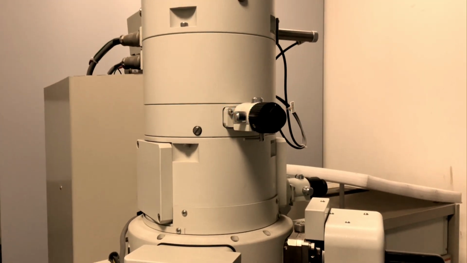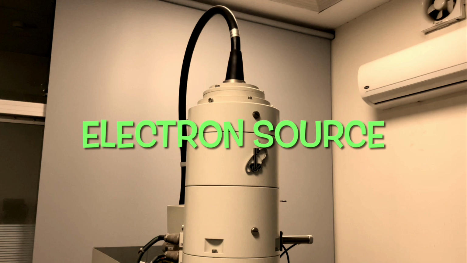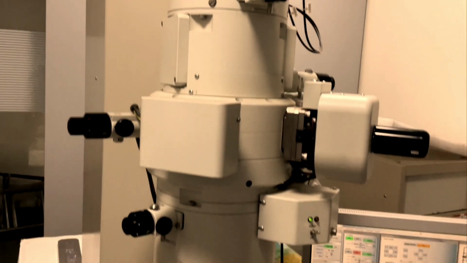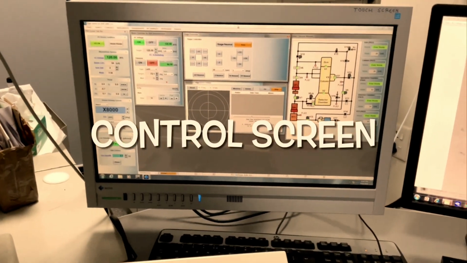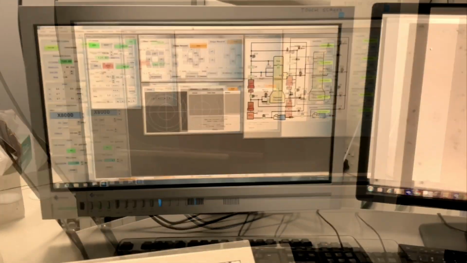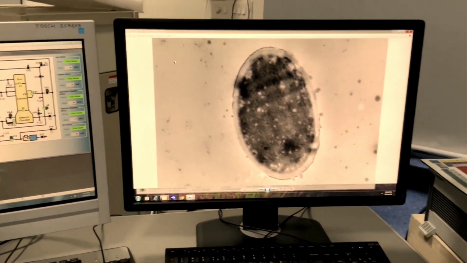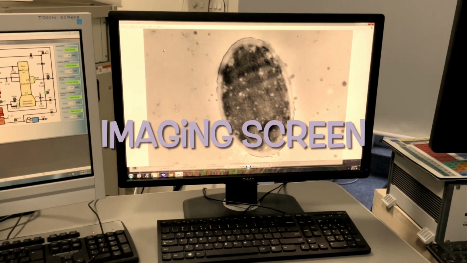This is the condenser aperture that focuses the beam onto the specimen. This is the electron beam source that produces electrons using thermionic emission. This is the control screen where we can see the whole overview of the working machine. This is the imaging screen used to view the structure directly with the help of a CCD camera.